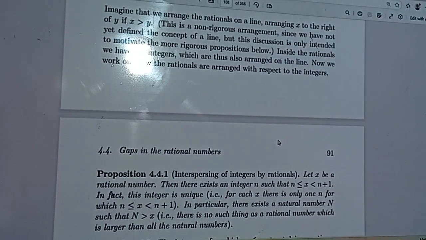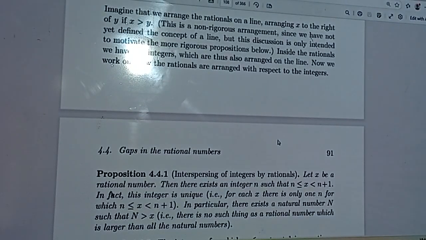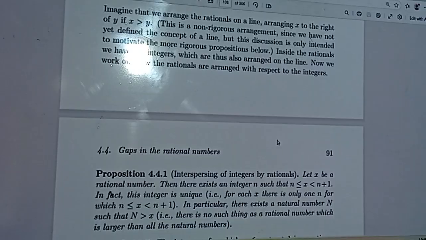If you take any rational number, there is an integer less than or equal to that rational number. Any rational number is in between two consecutive integers. No? Left hand side can be equal, right hand side then cannot be equal for sure. That is, for each x there is only one n which is like this. In particular there is a natural number capital N such that N is greater than x.